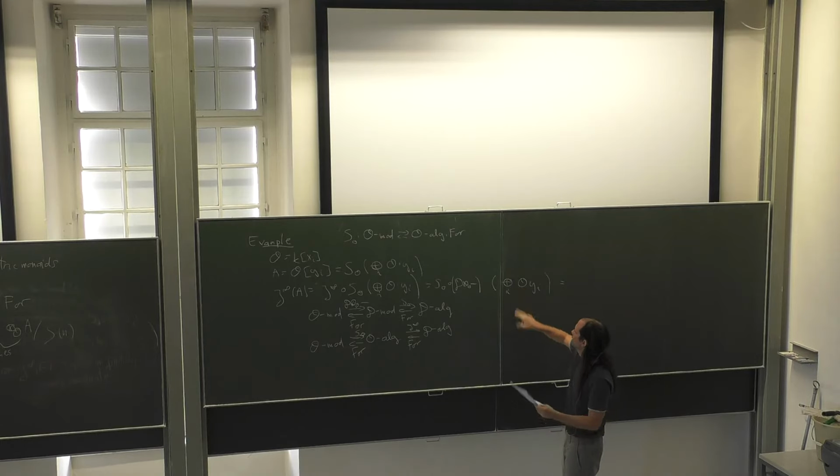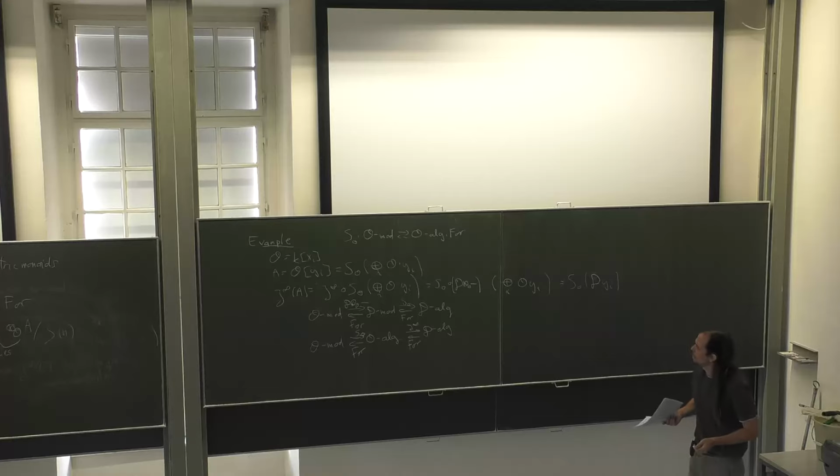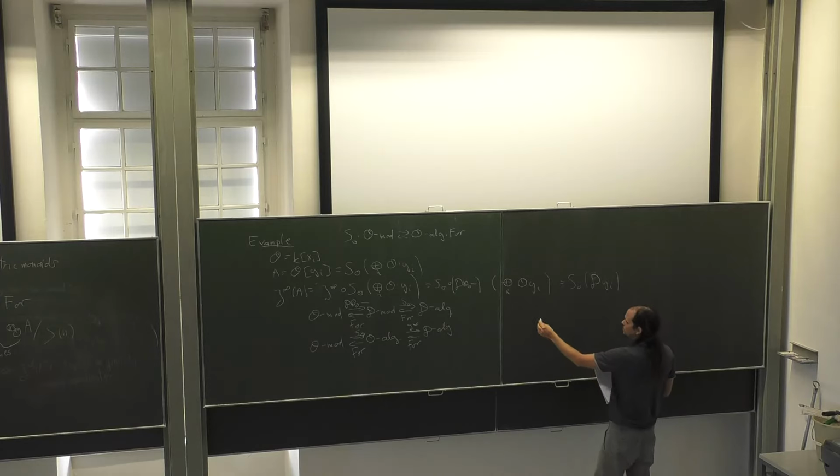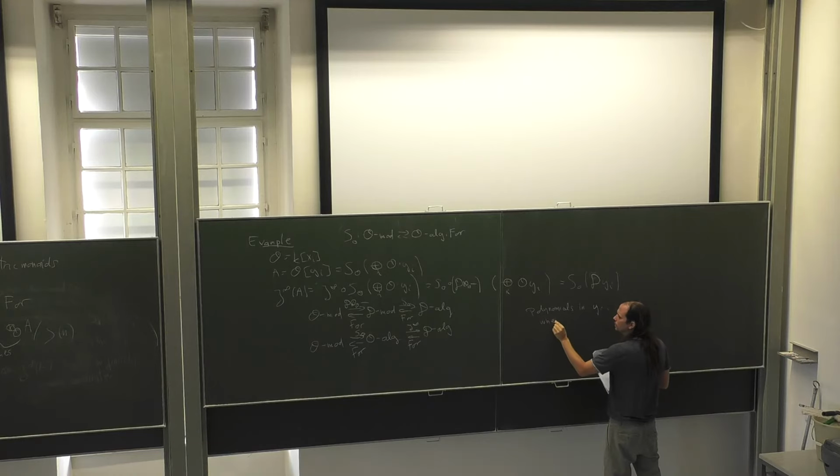So you tensor this with D, you get direct sum of D times Yi, and you take SO. So then what is this? This is the polynomials in Yi, where each Yi can have a differential operator attached.